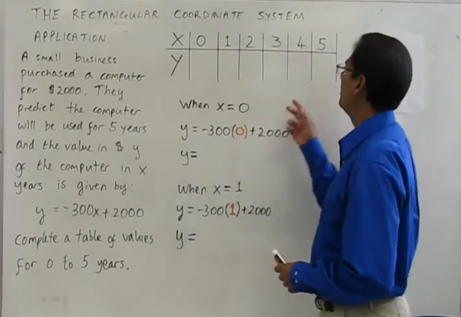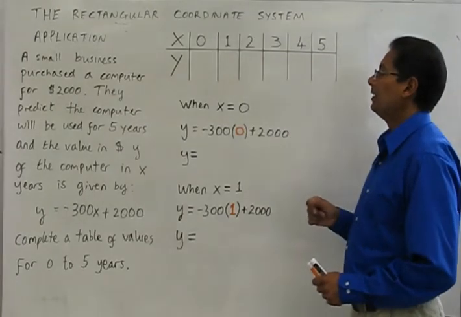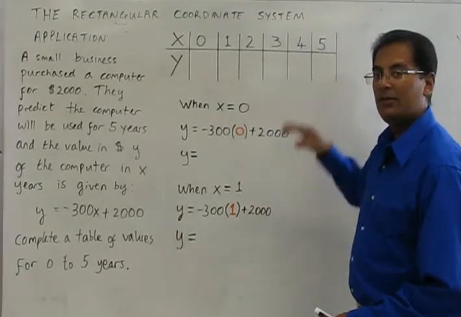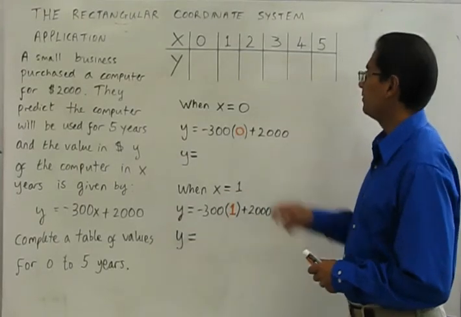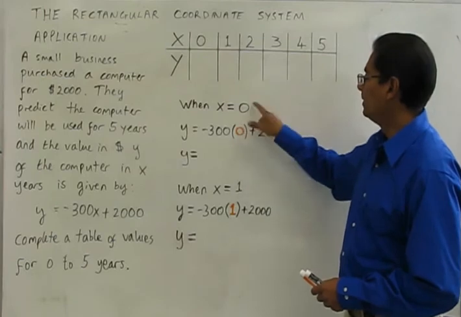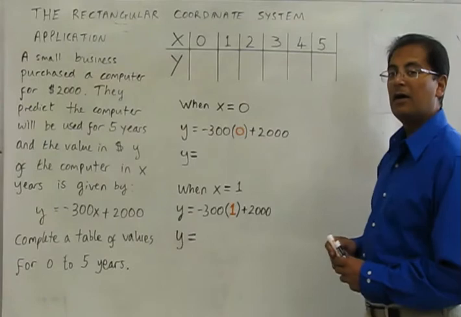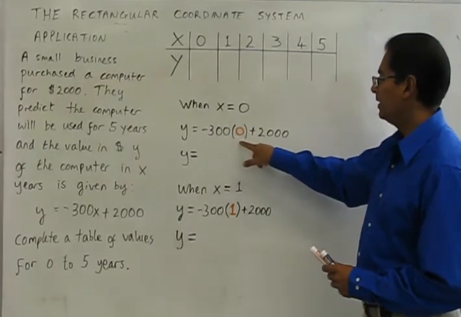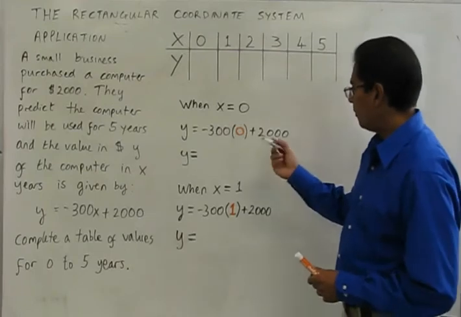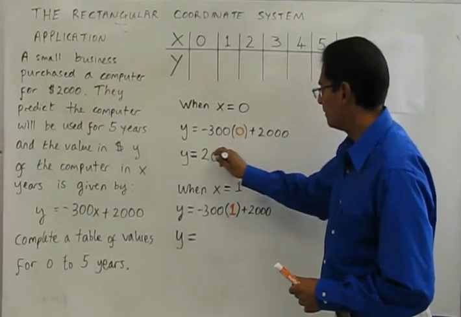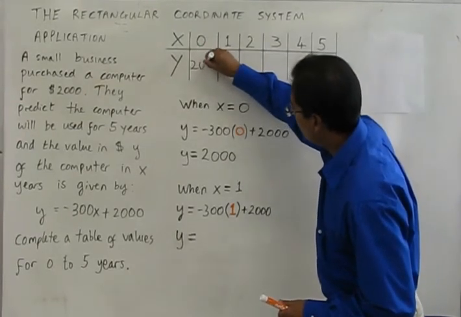Okay, so here we have a table, and X is going from 0 right through 5. And what we're going to do is plug in these X values into our equation and find our Y values. So for example, if X is 0, we plug 0 in, we get Y equals negative 300 times 0 plus 2,000. Negative 300 times 0, anything times 0 is 0, plus 2,000, so Y will just be equal to 2,000. So initially the value is 2,000, so we plug this in here, 2,000.